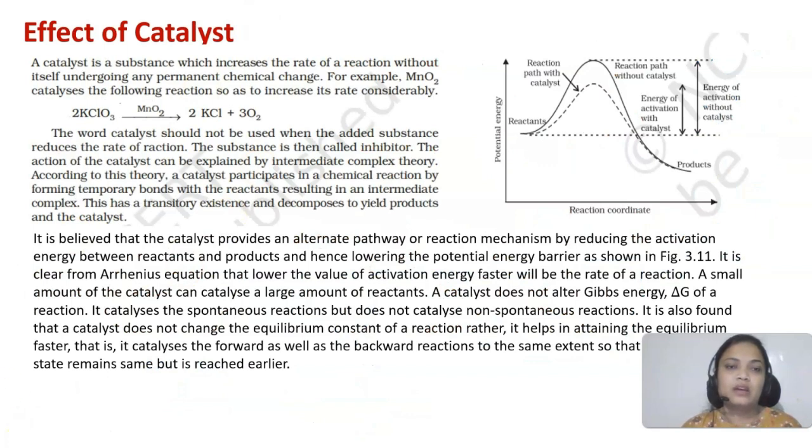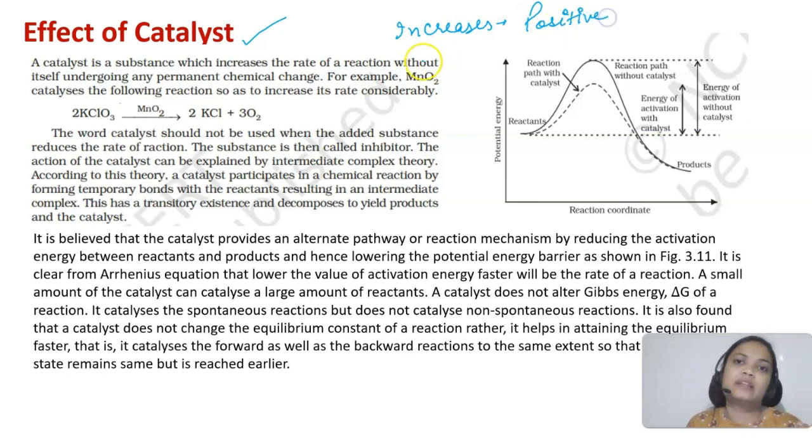Next up, we have effects of catalyst. Very, very important. Now, what is a catalyst? A catalyst is any substance that increases or decreases the rate of reaction without itself undergoing any permanent change. So it's not that it will always increase the rate; it can decrease the rate of the reaction also. The ones that increase the rate are called positive catalysts, and the ones that decrease the rate are called negative catalysts.